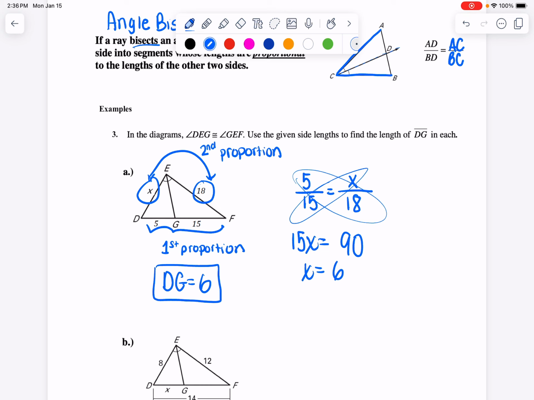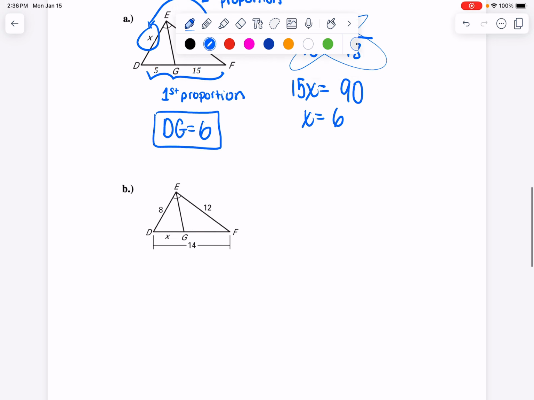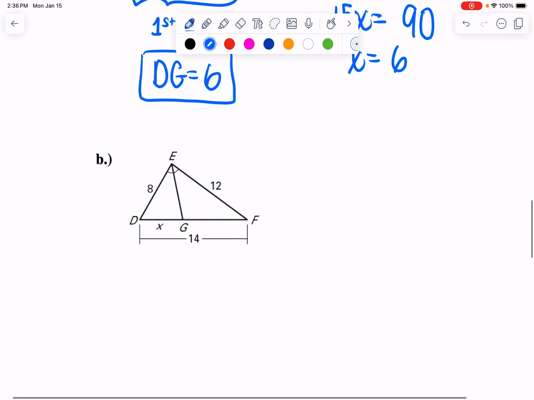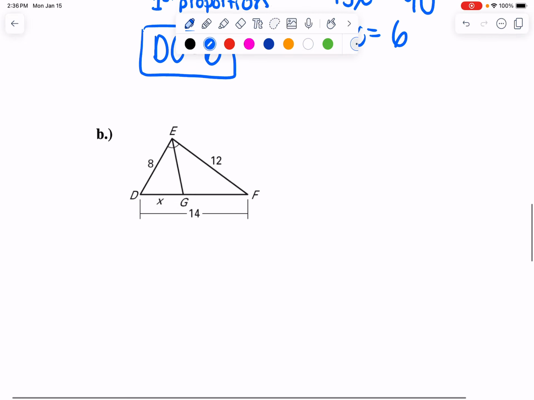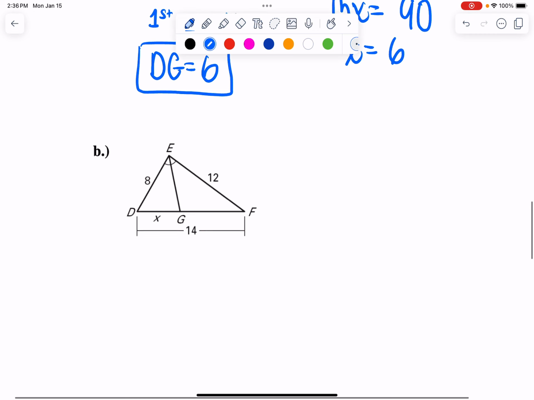Let's try one more like this, and then we'll be done with the notes. These are quick and easy. Okay, so looking at what I have, here's the biggest thing. This is a little bit trickier, but it's doable. So what I'm going to start off with is, if I know this whole thing is 14, I need to somehow figure out this side here from G to F.